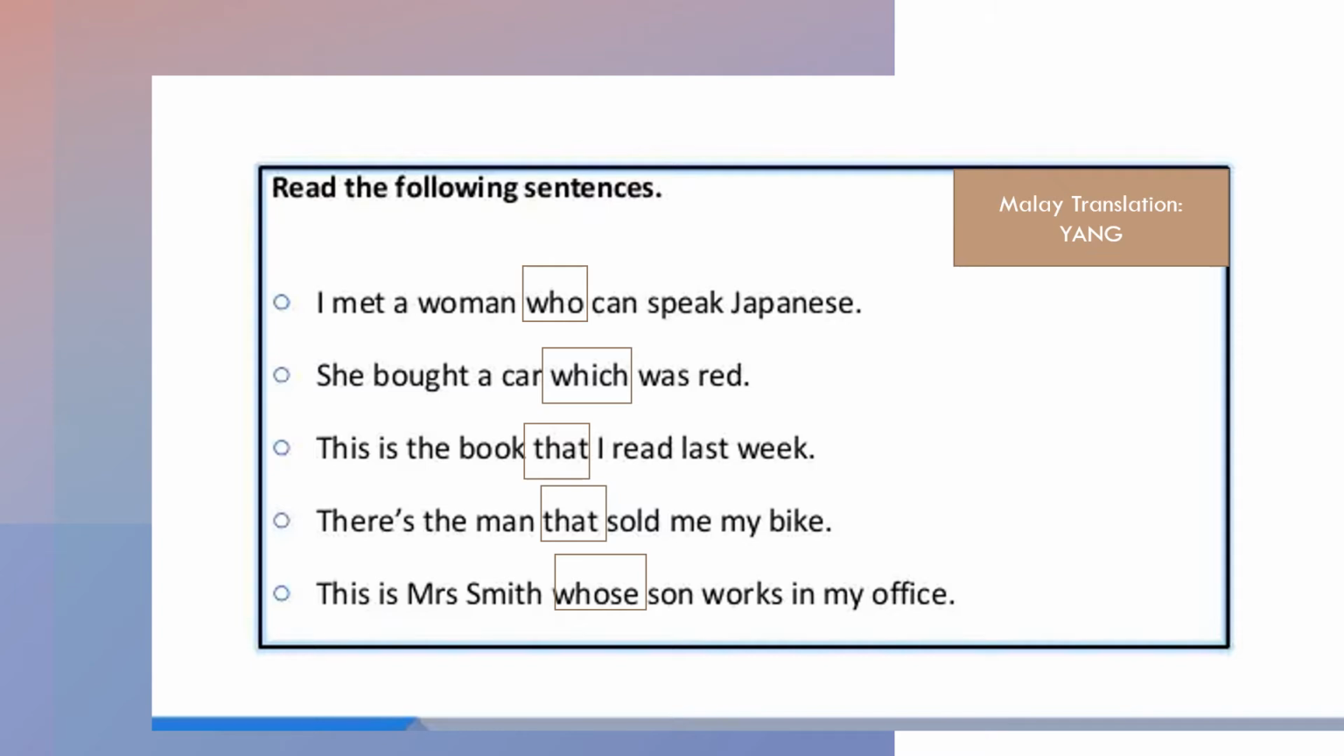The second one, she bought a car which was red: Dia membeli kereta yang warnanya merah. So you use yang, right? But in English, the word yang has a different connotation and a different meaning, where there are situations when you can use who, when you can use which, that, and whose. We are going to look at all these words and how you can use them in the correct context.